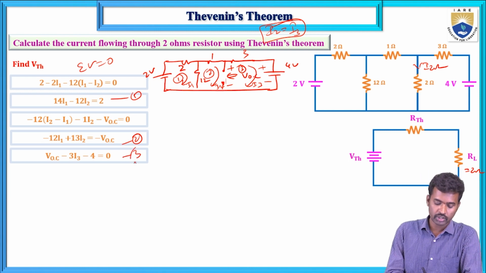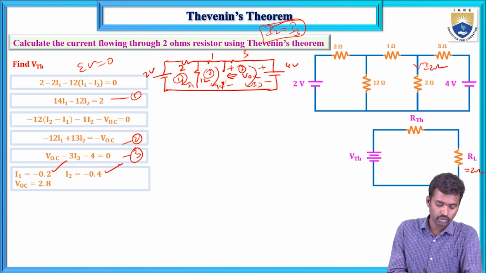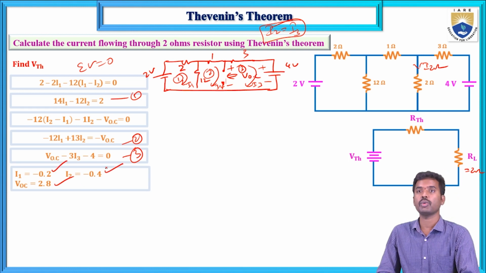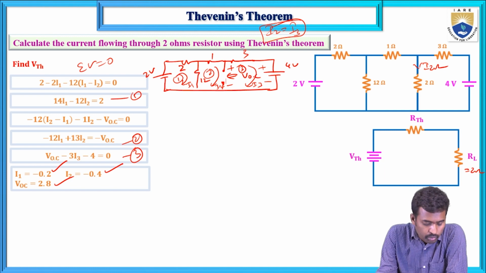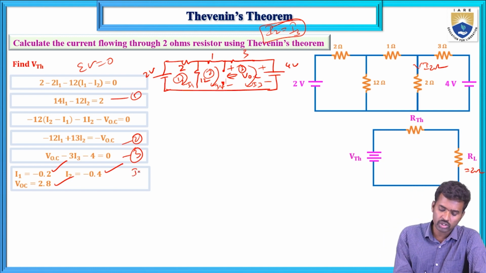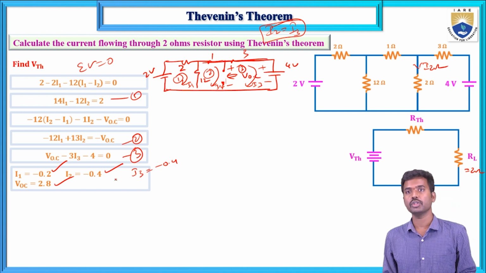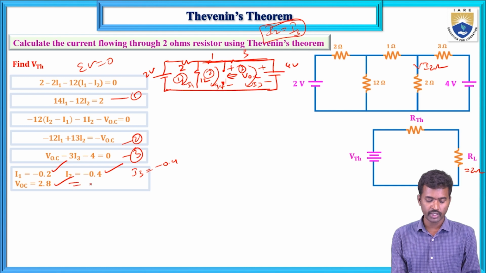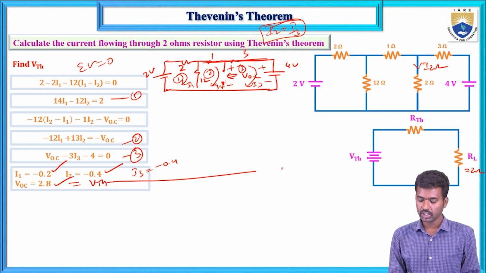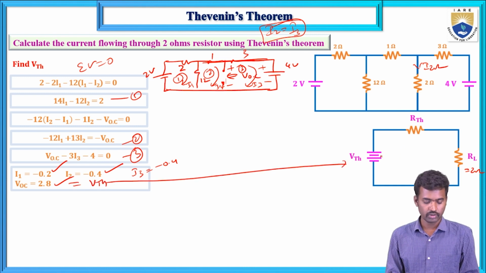Now if you solve this, I1 equals minus 0.2, I2 equals minus 0.4, and I3 equals minus 0.4, because these two currents are the same. We need only VOC here, and VOC is 2.8, that is VTH. So we substitute 2.8 volts here.